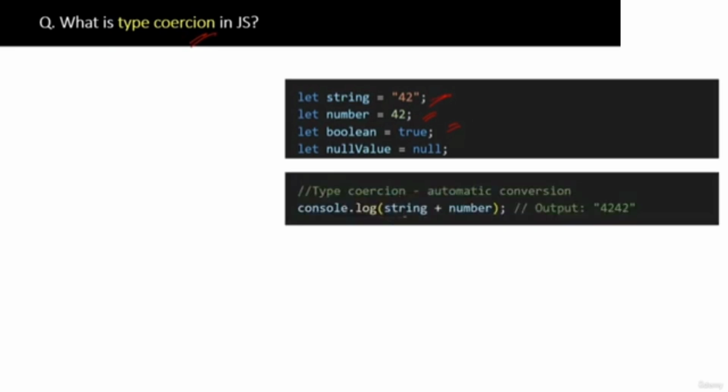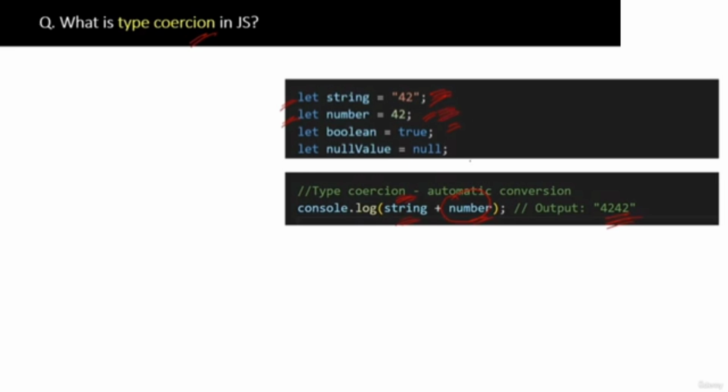What is type coercion in JavaScript? As always, let's see the example code first. Here we have defined some variables with types like a string, number, boolean value, and so on. And here is one code. What we are doing here is adding a string plus a number inside the console log. How is it possible to add a string to a number? It is possible because of type coercion. Type coercion will do the automatic conversion of the number to a string and then concatenate both the strings. The output will be 4242 like this.